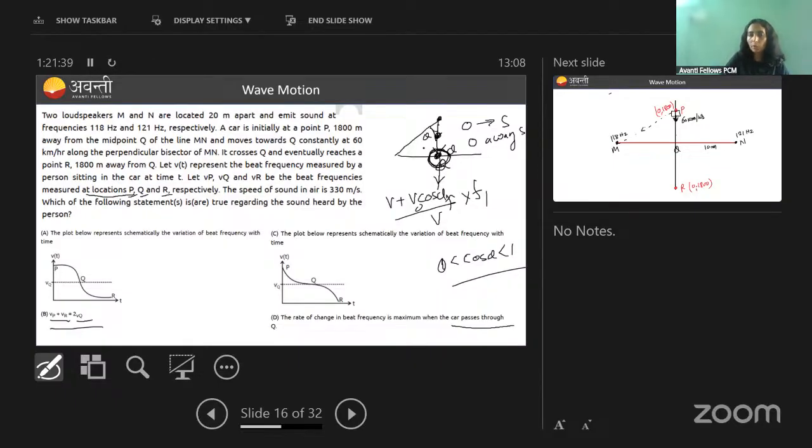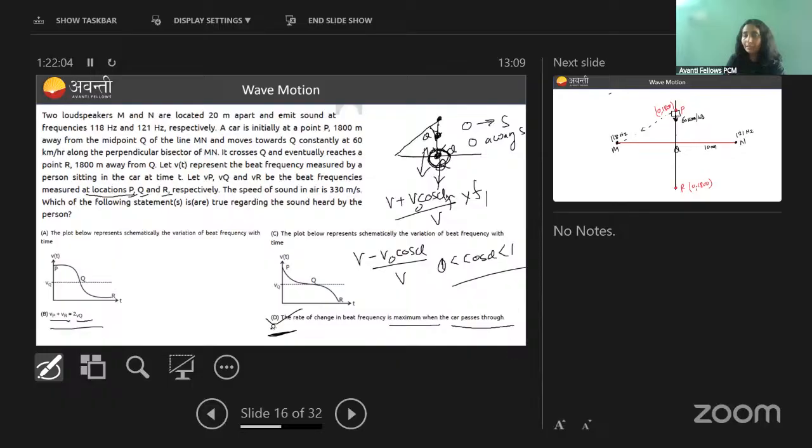But if you talk about crossing this point, then this will become how much? V minus V naught cos theta by V. So there is a sudden jump. There is a sudden change jump, right? And that is why we can say that rate of change in beat frequency is maximum when the car passes through Q. और जब Q को cross करेगा ना, this change will be fast. Done it? So option D looks correct.